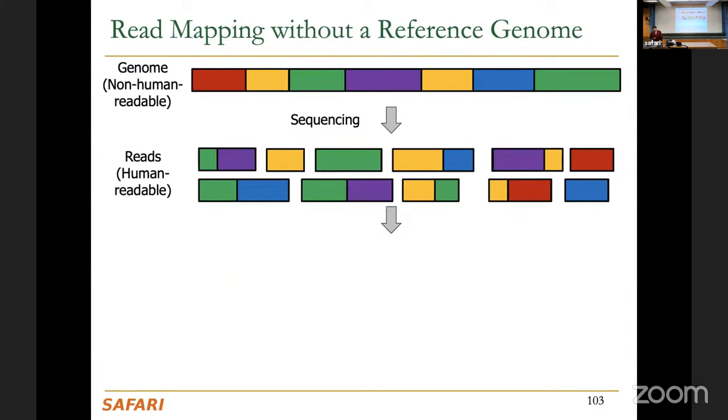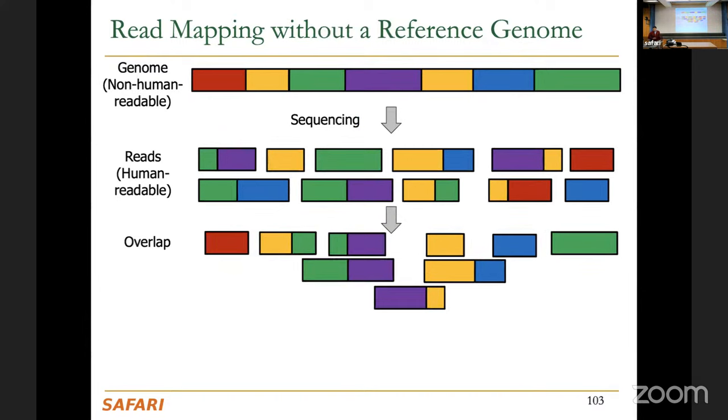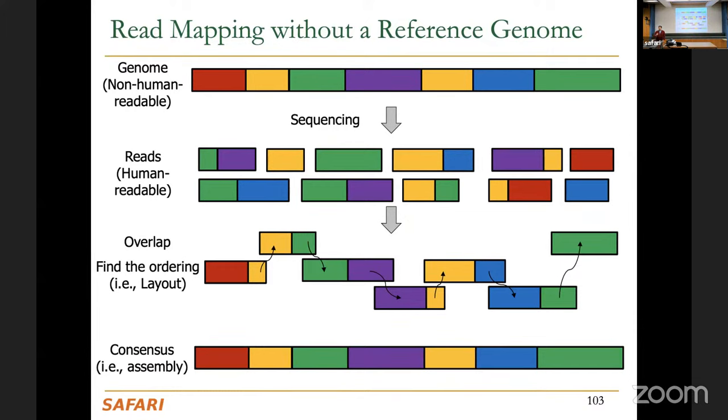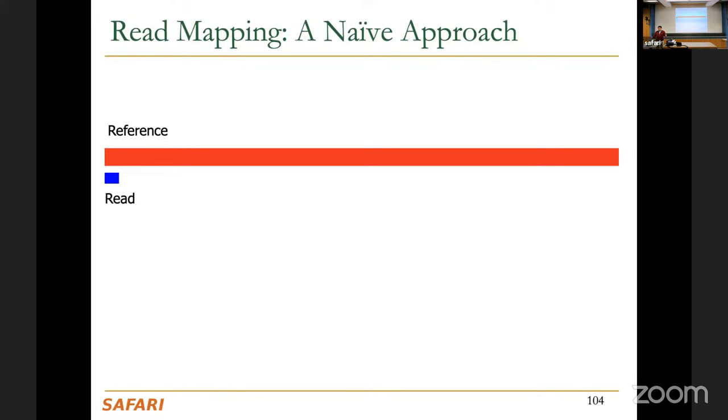The other question is, what happens if you don't have a reference genome, right? Luckily, we also have a way of constructing the genome without a reference genome. Imagine that this is your genome, which is not in a human readable form. Let's say we sequence it and then generate the reads, which are in a human readable form. What we do is try to find the overlaps between the reads, such that we can reconstruct the genome by first removing some information that is not really needed, and then finding the links between these overlaps so that you can take the consensus and construct your genome again from scratch. Essentially, this type of operation is extremely costly because of the algorithm behind it.